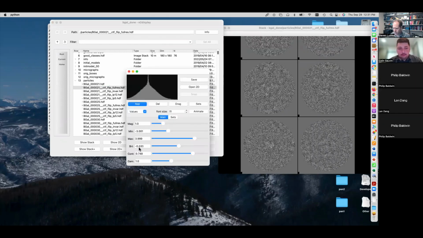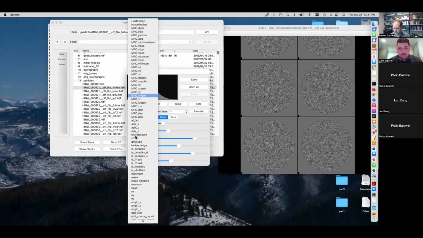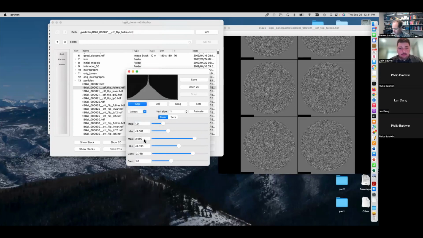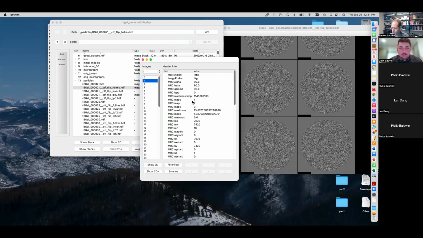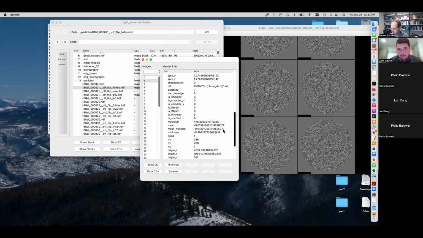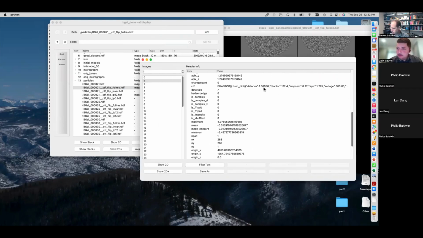So if we look at the control panel here, you can see CTF there. Oh, and my Mac font is messed up, so you can't actually read those. If we look at the header of any one of these particles, we can see there's a CTF object there, which has defocus, B factor, amplitude contrast, all that stuff from the CTF fitting process. Okay, so I was trying to do this to a tomogram, so that's probably why.